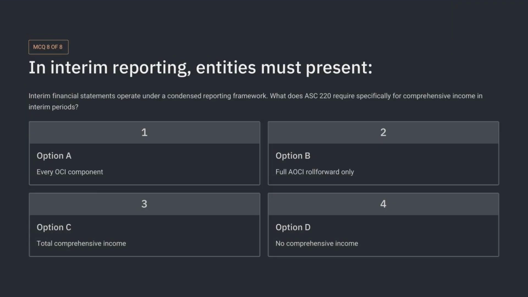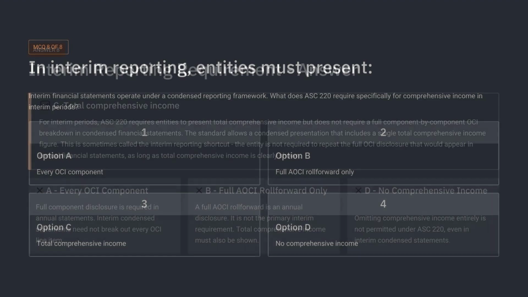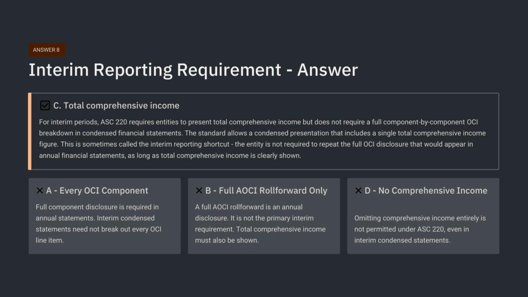Question 8 asks, in interim reporting, entities must present what? The options are every OCI component, full AOCI roll forward only, total comprehensive income, or no comprehensive income. Think about condensed interim reporting. The rules allow less detail, but they do not allow the comprehensive income concept to disappear. The correct answer is C, total comprehensive income.